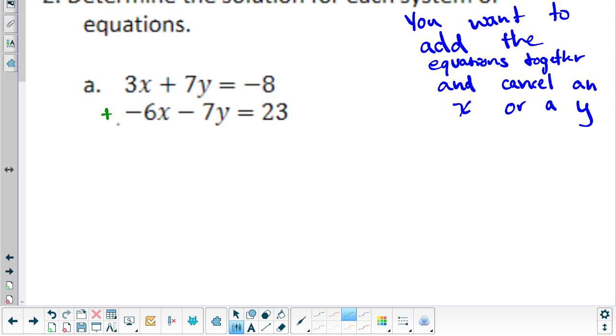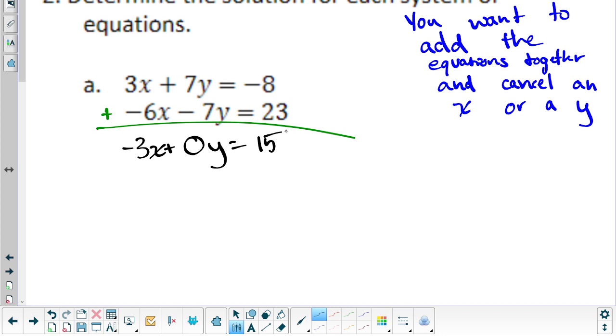And what I mean by that is just like you're in grade school, you're just adding things left to right. You add your x's to your x's. So I'm just going to say 3x plus negative 6x, which is really 3x minus 6x, which is negative 3x, okay? And then 7y plus negative 7y, that's just 7y minus 7y, which is 0y. And then negative 8 plus 23 is 15, I think, okay? Let me double check in my head. Yeah, that's right.